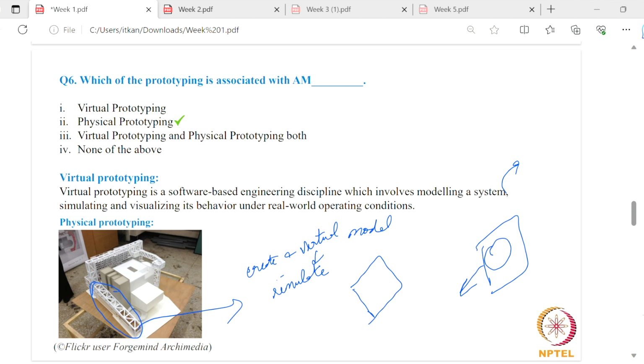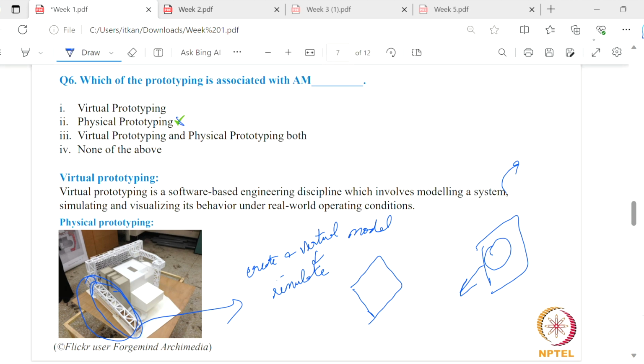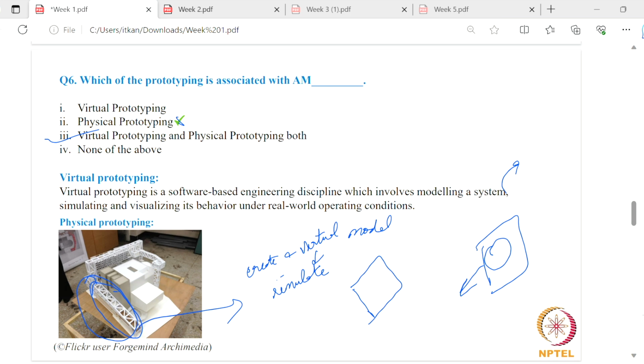Because once you print and it is not accurate or not as per your required criteria, then you will always lose money. If we print such small parts in metal also, it will cost around 80,000 to 90,000. So to avoid this much loss, we should always go for virtual prototyping. So the correct option is virtual and physical prototyping.